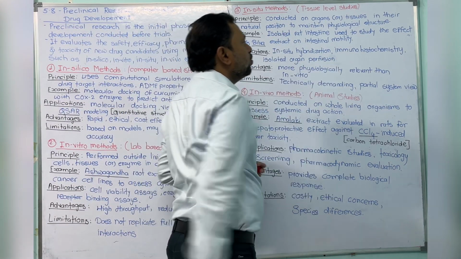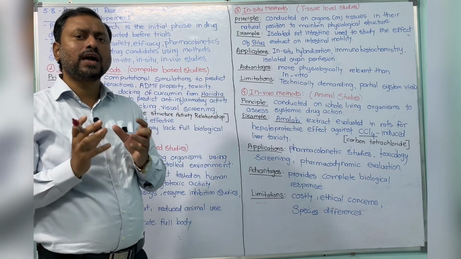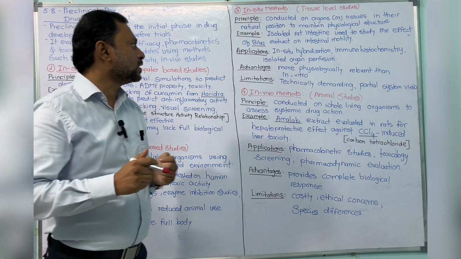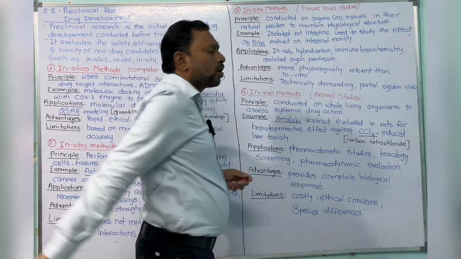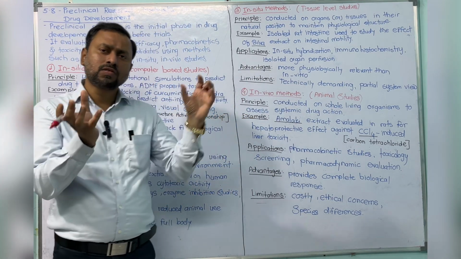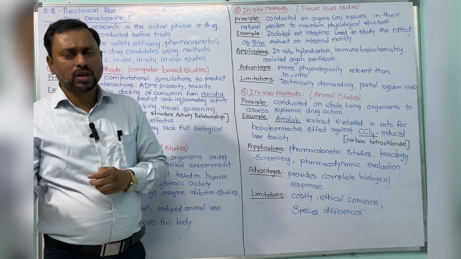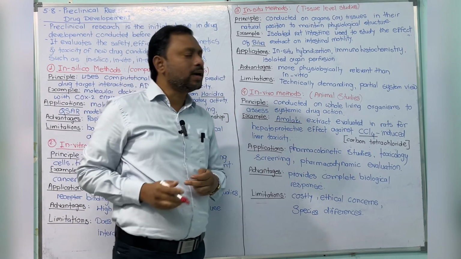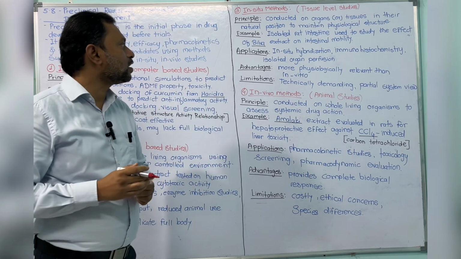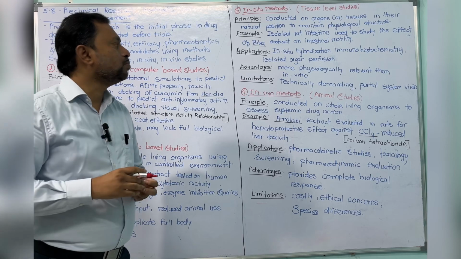Next is immunohistochemistry. In this, the protein locations we are capturing by these methods. Next, third is isolated organ preparations. It means that the isolated organs are separated and we do experiments or research on them. These are the advantages or applications of this in situ method.